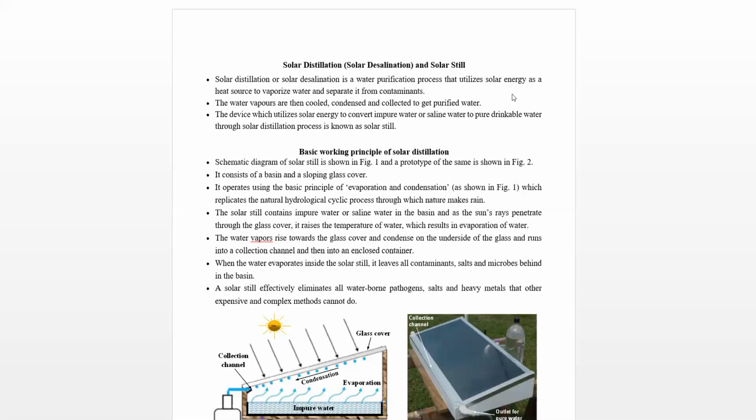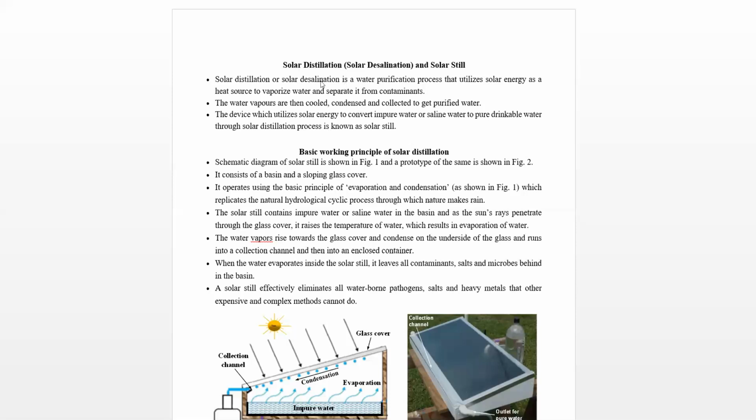So this is how the water that you get after the solar distillation process is a purified water that is drinkable. Now this process is also called solar desalination because this is used to desalinate saline water. What is saline water? The saline water is the water which contains excess concentration of the dissolved solids, right? So this is also called the solar desalination process.